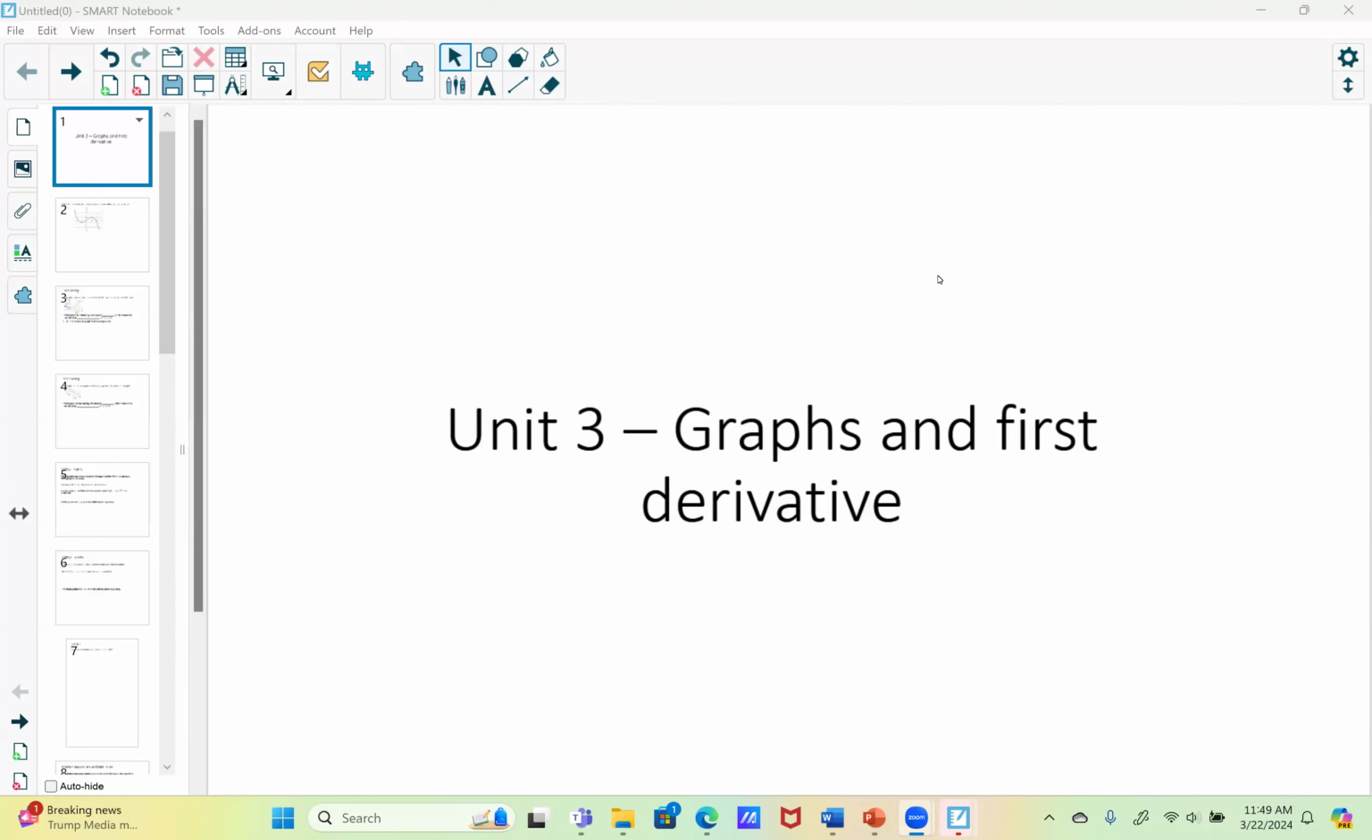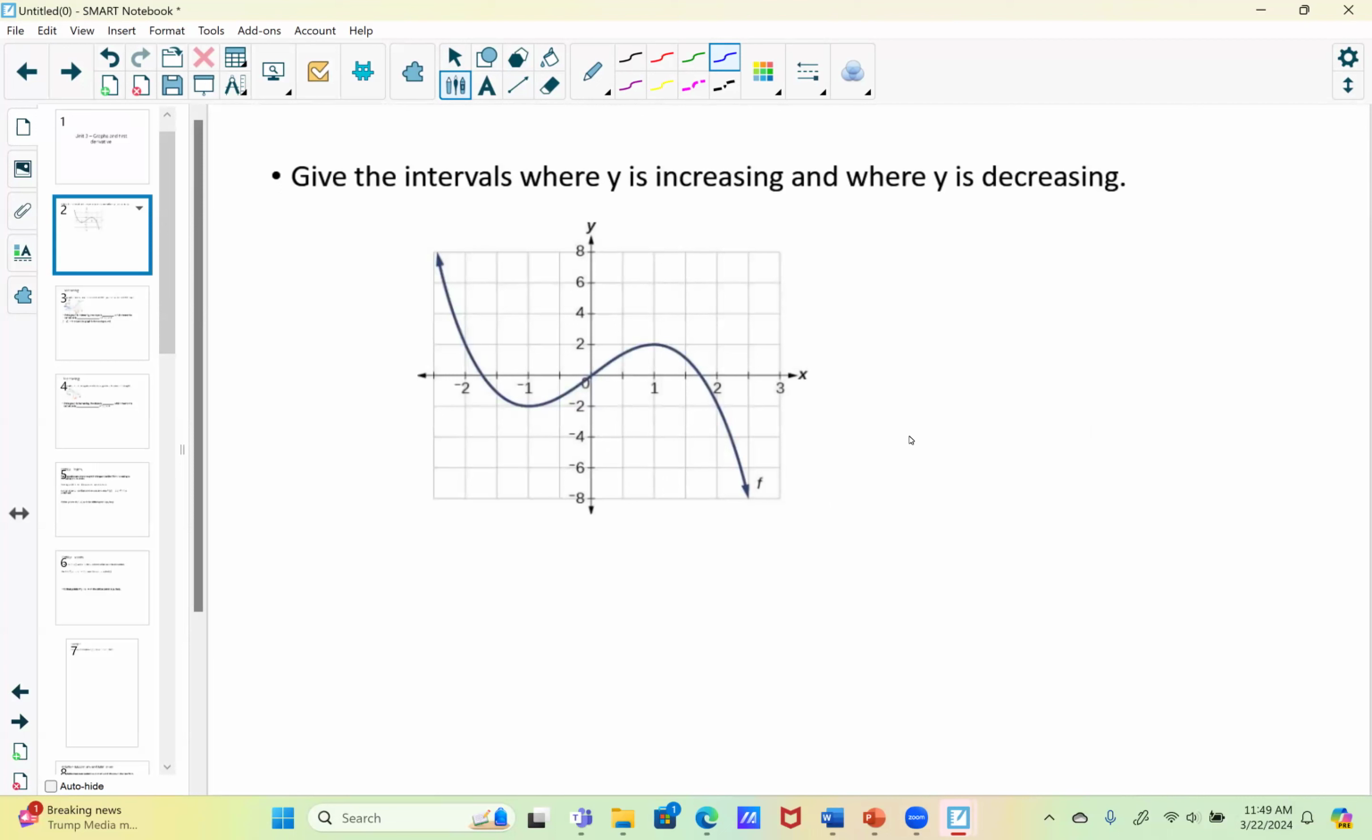So in this video, we're going to start Unit 3, and we're going to look at the relationship between graphs and the first derivative, and how we can use first derivatives to help us understand certain characteristics of the original graph. So we're going to look at this graph, and this is the graph of f of x or y. And we want to find where y is increasing or y is decreasing. And this should be a pre-calculus concept, hopefully.